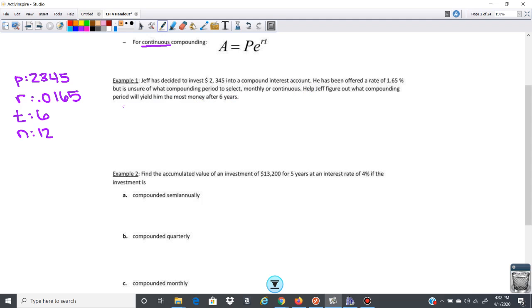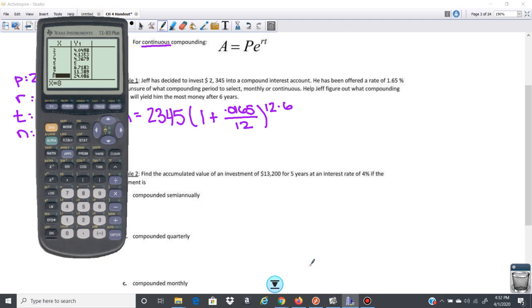So we'll do the first formula. We'll plug that in. So we're going to get A equals 2,345 times 1 plus my rate is 0.0165 over 12 times per year, and then times or to the nt, so 12 times 6. And then with this one, you want to do order of operations, so be careful here.